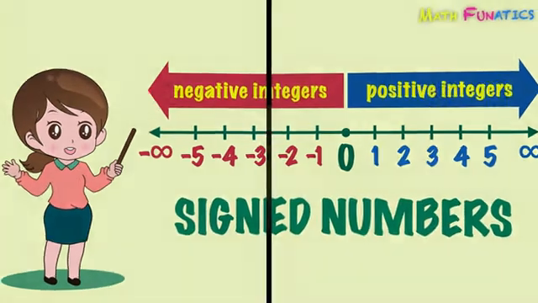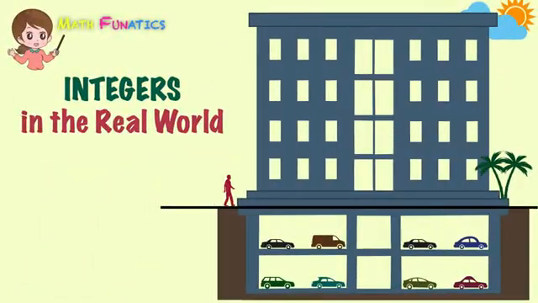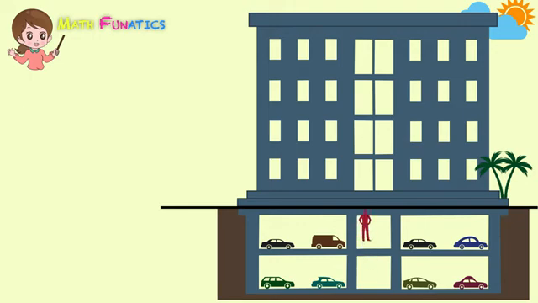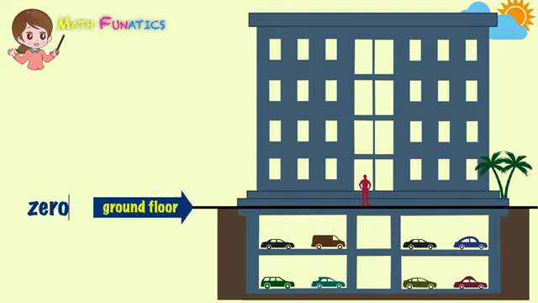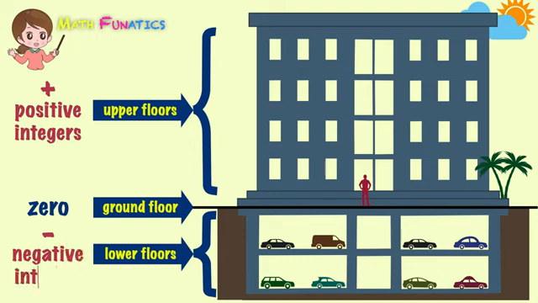To better understand integers, let us apply them in the real world. Let's take a look at this example. Going up and down a building may be related to integers. Let's see how it is done. The ground floor represents 0, while the upper floors represent the positive integers and the lower floors represent the negative integers.